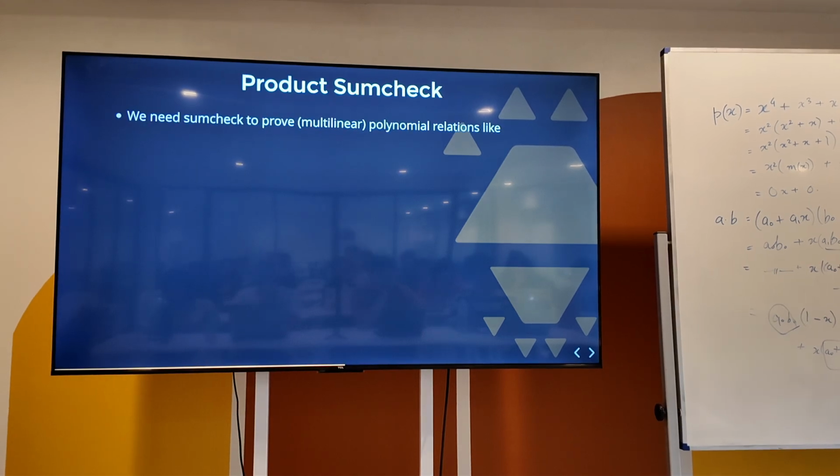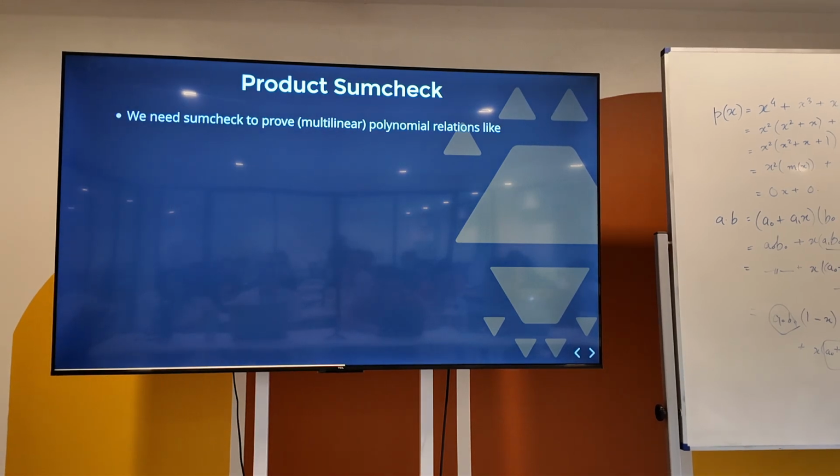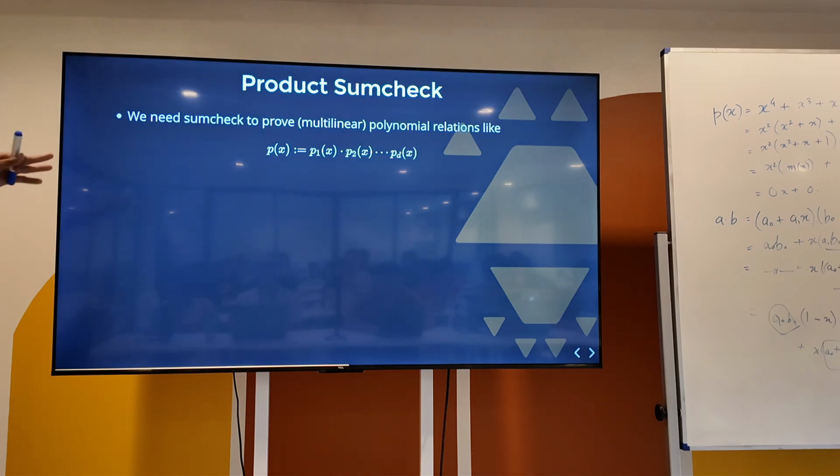because in any proof system, if you're using sumcheck as an IOP, just the vanilla sumcheck is actually a bit useless. What you need is a variant of sumcheck that works on products of polynomials. So let's say you have a polynomial relation like this, and you are using sumcheck to prove this relation.